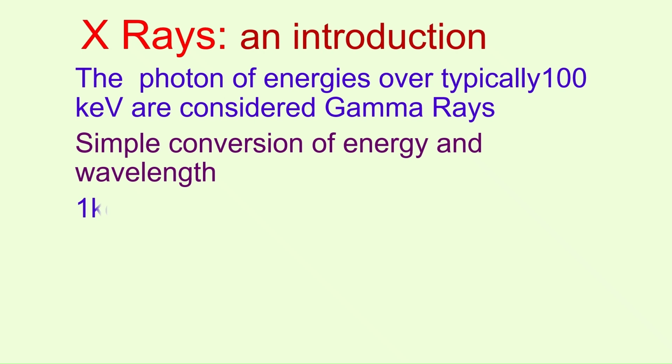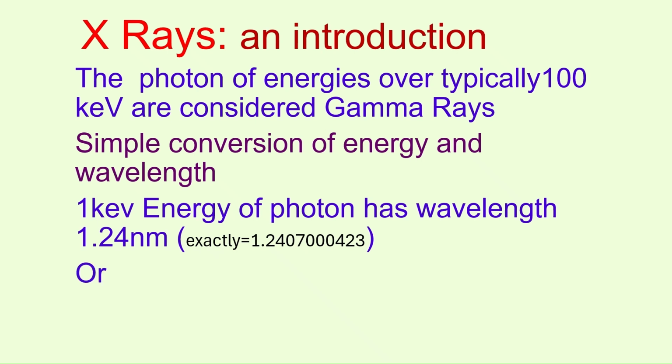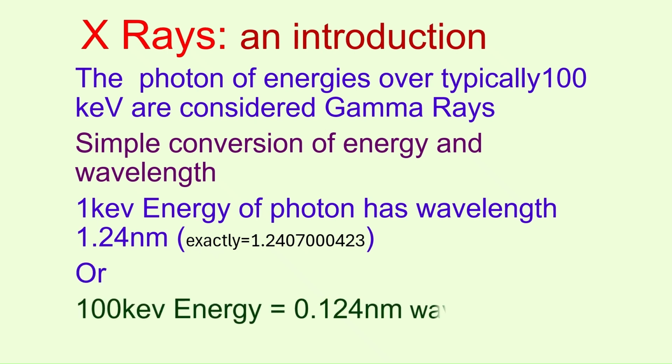Simple conversion of energy and wavelength: 1 kilo-electron-volt of photon energy has a wavelength of 1.24 nanometers, or 100 kilo-electron-volts of energy equals 0.124 nanometers wavelength.